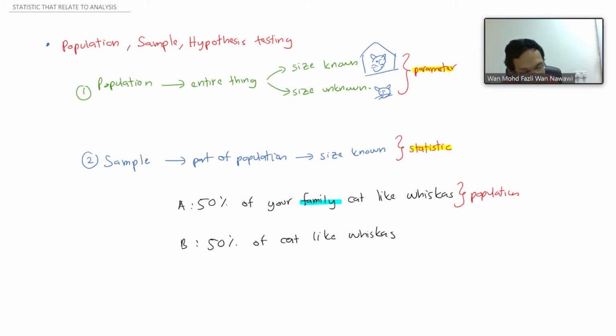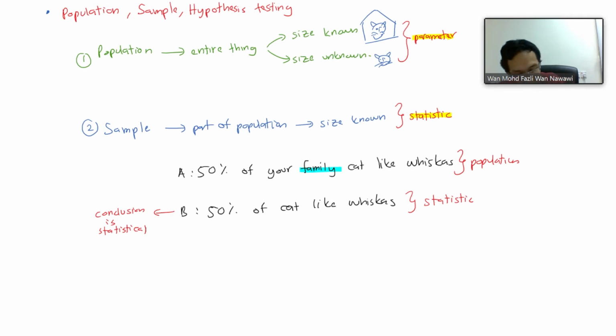B is the sample. This is a statistic. Because in order for B to be true, you would need to test all the cats in the world, because it's generic. For sure people don't test the entire cat population of the world. They just test only a few cats, maybe 50 cats and so on. So the conclusion you get from here is statistical. For A it is exact, for B it is not.